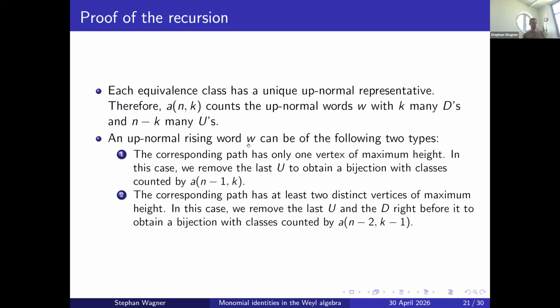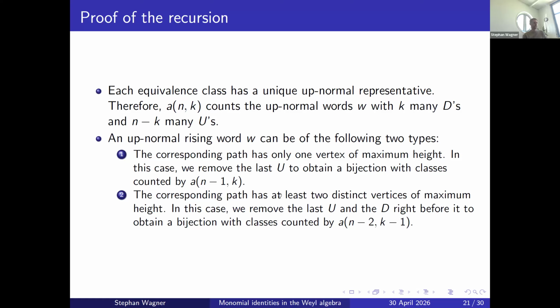An abnormal rising word could be a word where the corresponding path has only one vertex at maximum height. Then, and I'll show you a figure in a moment, I remove the last U. That gives me a bijection with classes counted by A(n−1,k). The number of steps decreases by 1, so n−1, but the number of D's is still the same, it's still k.